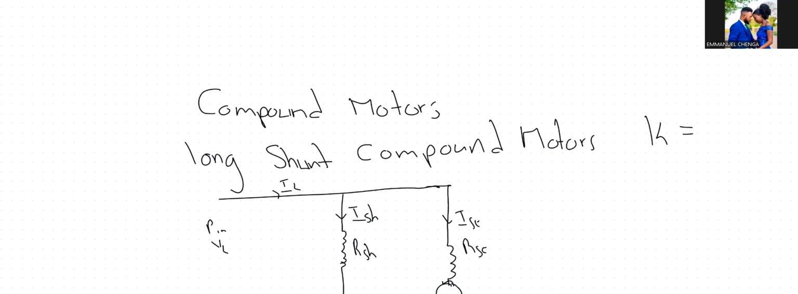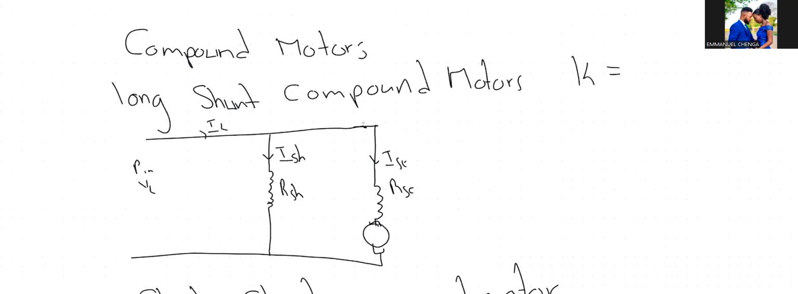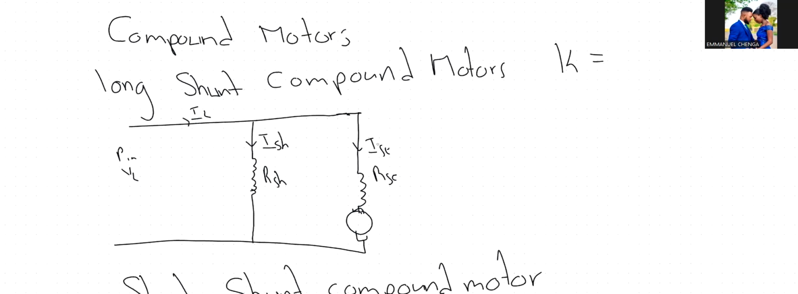So on the compound motor, you can have two types of compound motors. You can have what we call the differential compound motor. You can also have the cumulatively compound motor, and in your calculation, you can either have the short shunt compound motor connection, and then you can also have the long shunt compound motor connection. So the first diagram that I have here is a long shunt compound motor.